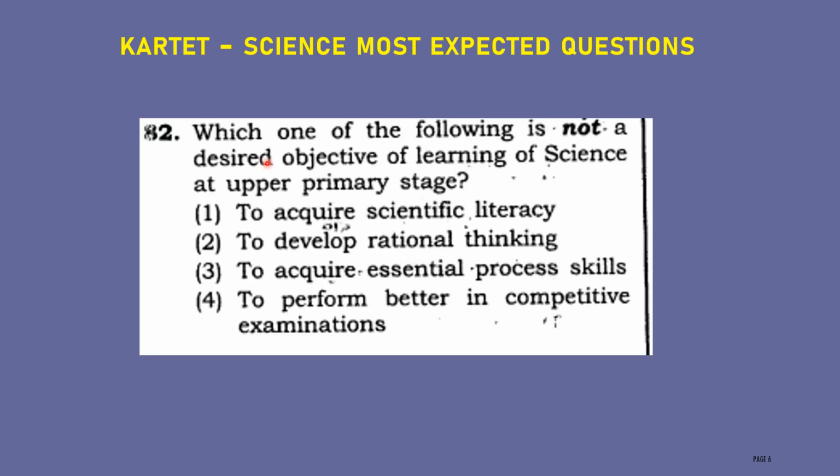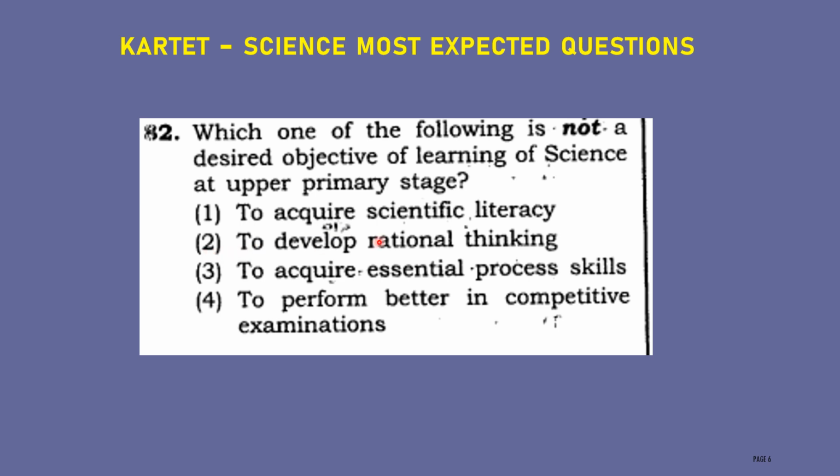Next question. Which of the following is not a desired objective of learning of science at the upper primary stage? Here they have given four options. Which one is not an important objective when you are learning science? Let us discuss the options one by one. First one, to acquire scientific literacy. Yes, when you are studying science as a subject, it will create scientific awareness, and scientific knowledge is very important. Therefore, the first one is a very important learning objective of science.